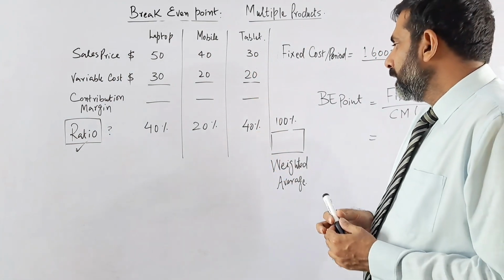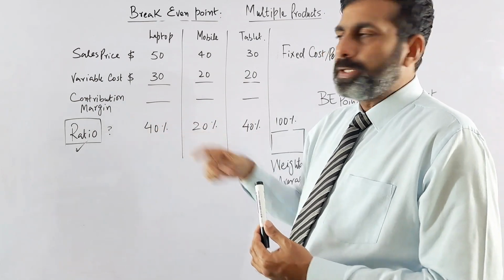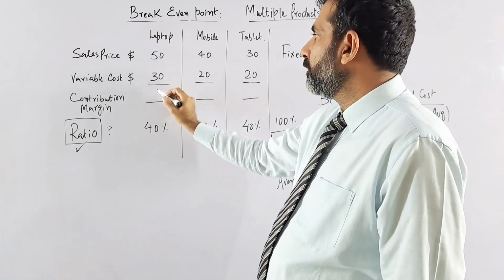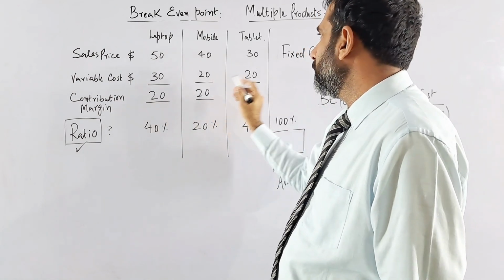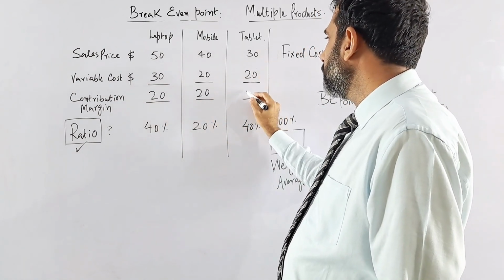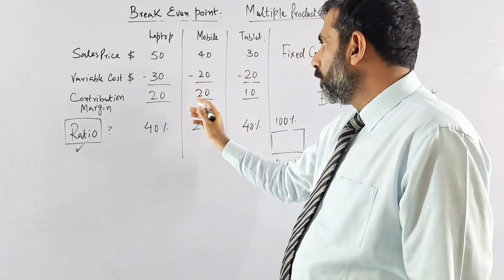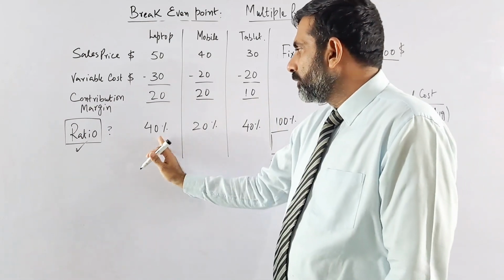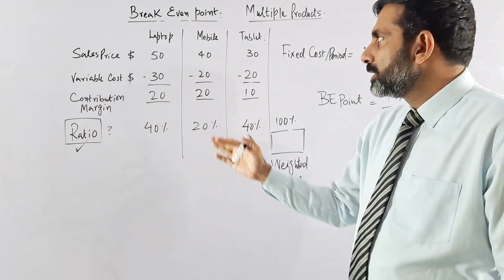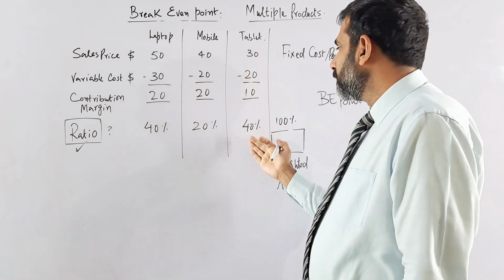This is the extra information that we need if there are multiple products for the break-even point. First of all, we will calculate the simple contribution margin. That is 50 minus 30, so obviously it will be 20. 40 minus 20, it will be 20. And 30 minus 20, it will be 10. So we got the contribution margins 20, 20, and 10. And this information is given as 40% laptop sales, 20% mobile sales, and 40% tablet sales.